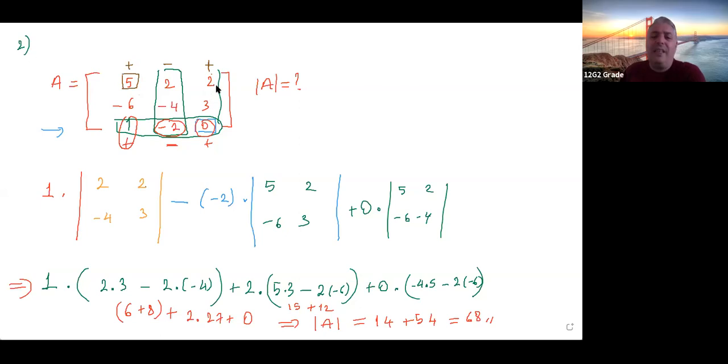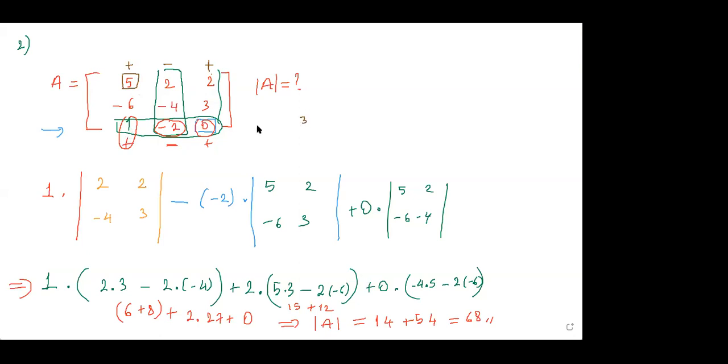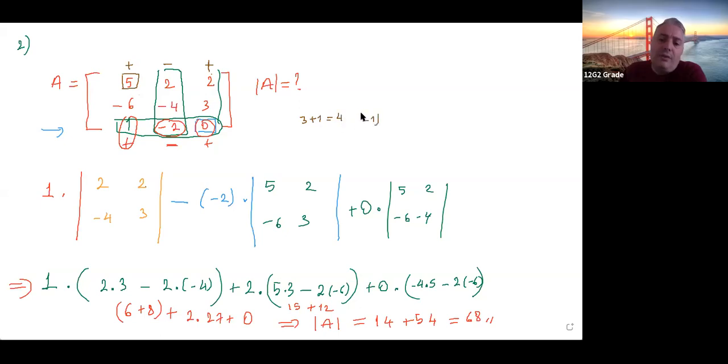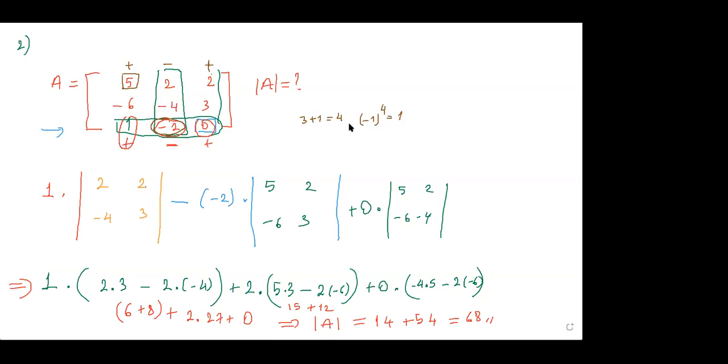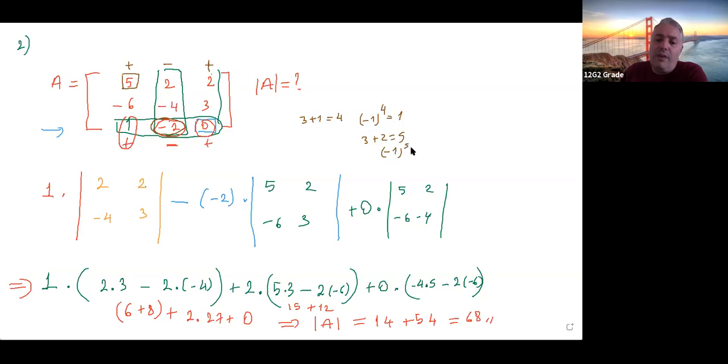But the way is this actually, what is the position of this? Do you know? What is the position of 1? It's the third row and the first column. So 3 plus 1, which is 4. So negative 1 to the power of 4 is 1. I don't want to make the things difficult for you, but the rule is negative 1 to the power of i plus j. For example, here, what is the position for the number negative 2? Third row, second column. It means 3 plus 2, which is 5. So negative 1 to the power of 5 is negative.